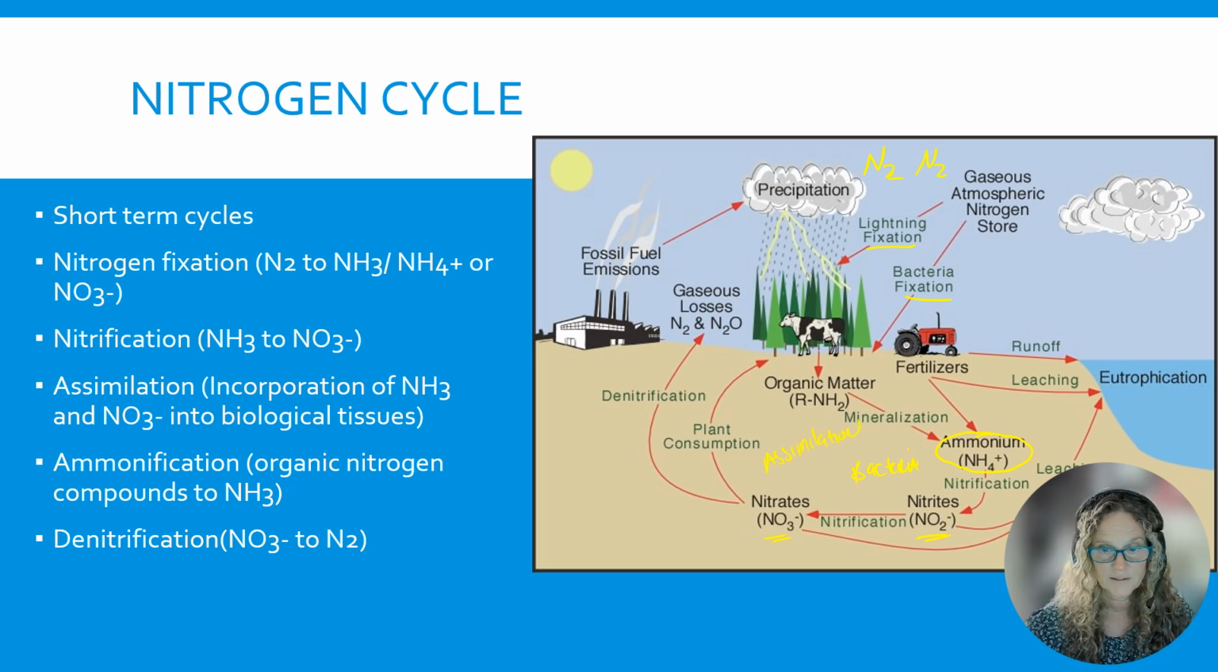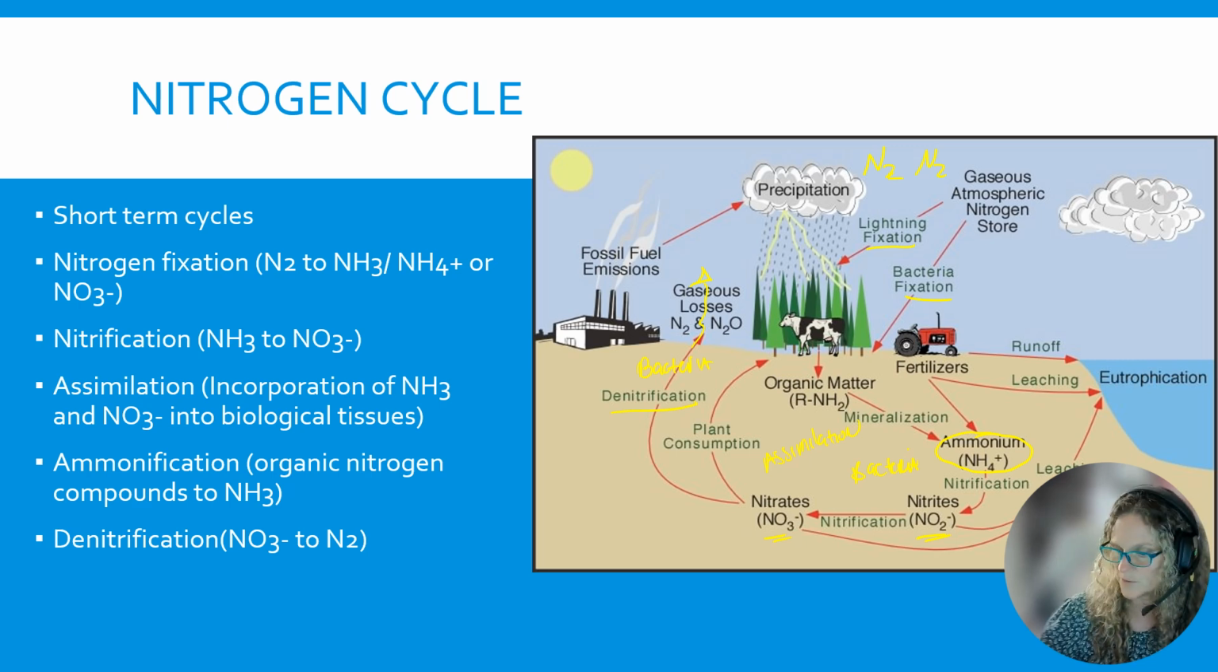Then the plant either is eaten or it dies, or the animal that ate it dies, and so more bacteria will decompose it back into these things, mineralization, back to ammonium, and then other bacteria, there's all these bacteria, will denitrify it and send it back up into the atmosphere. And that just keeps cycling over and over and over again.